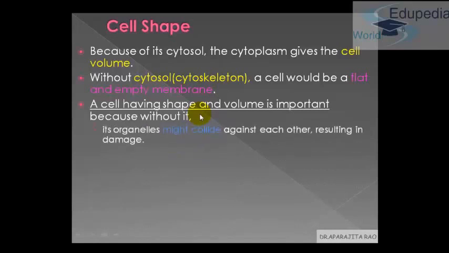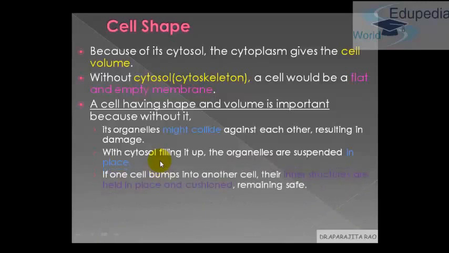Why is it important for the cell to have shape and volume? That is because its organelles might collide against each other, resulting in damage. That is, it acts as a shock absorber. And with cytosol filling it up, the organelles are suspended in their respective places. And if, God forbid, one cell bumps into another cell, the inner structures are held in place and cushioned very nicely. Again, it is a shock absorber, keeping the cell and its inner contents safe.